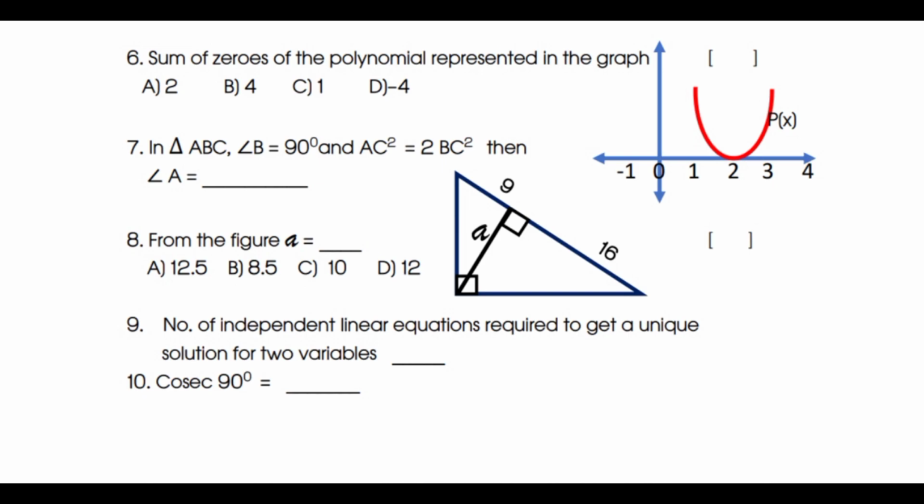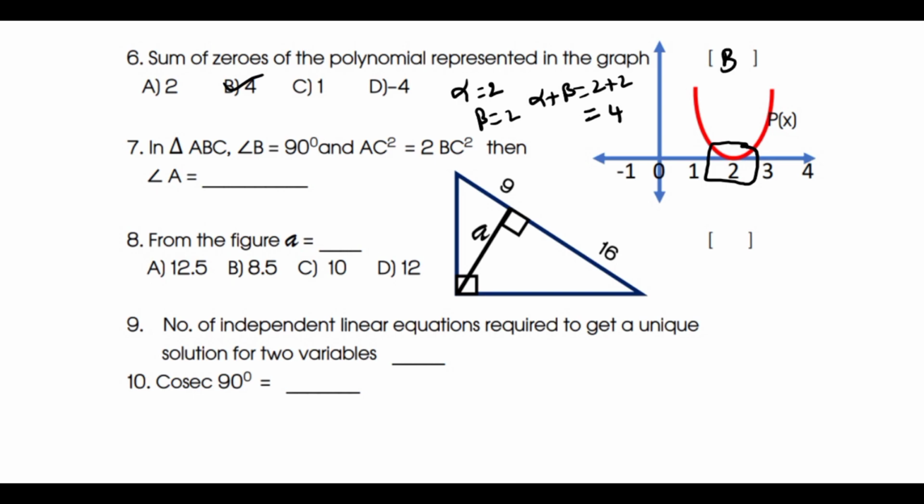The next one: sum of zeros of the polynomial represented in the graph. You can observe here, the graph is not intersected but touched at this point, that is 2. Okay, 2 means we have 2 equal zeros there, that is alpha equal to 2 and beta also 2. Sum of the zeros means alpha plus beta, that equals 2 plus 2, which is equal to 4. So option B for this.